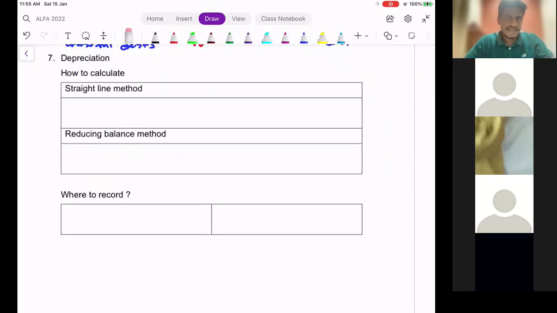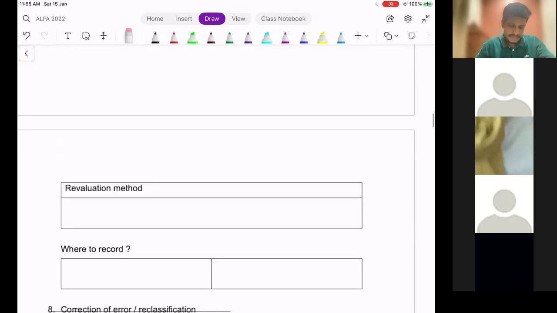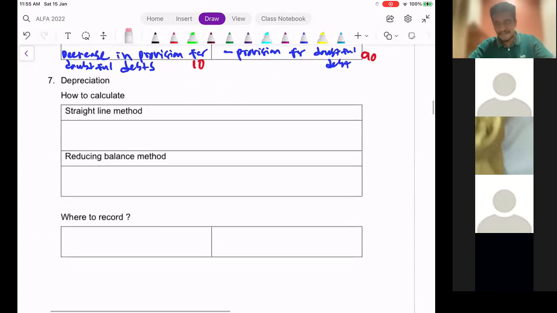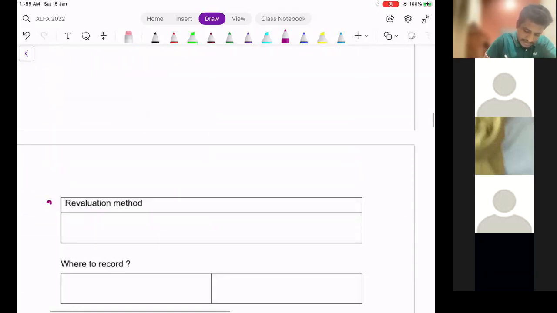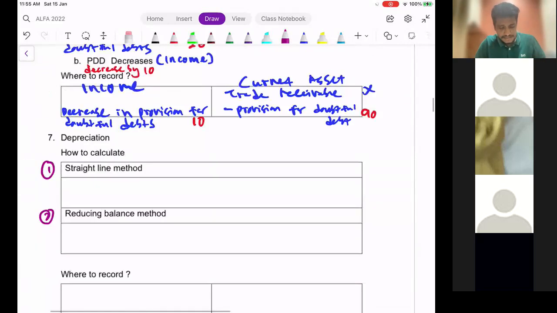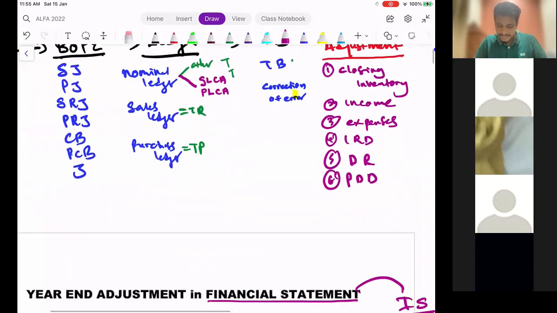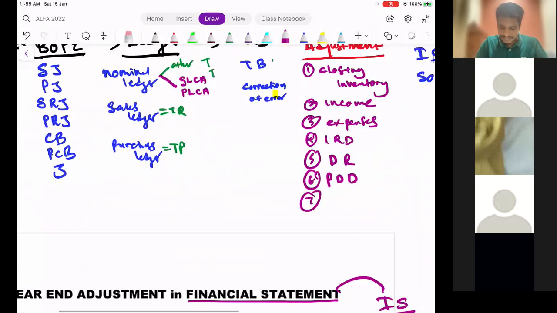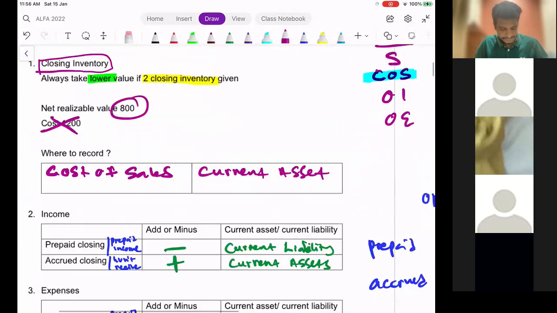Depreciation. How to calculate the depreciation? There are three methods to calculate the depreciation: straight line method, reducing balance method, revaluation method. We have three methods to calculate the depreciation. The seventh adjustment is depreciation.